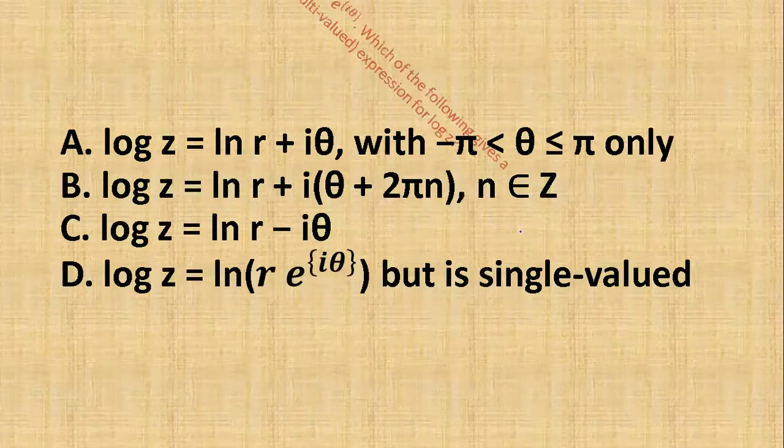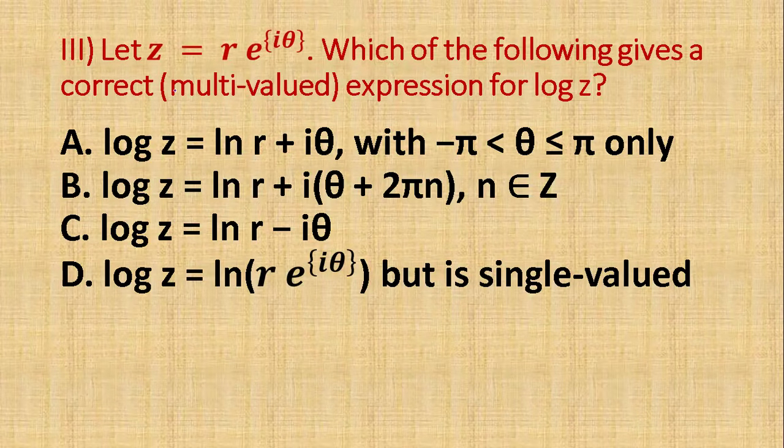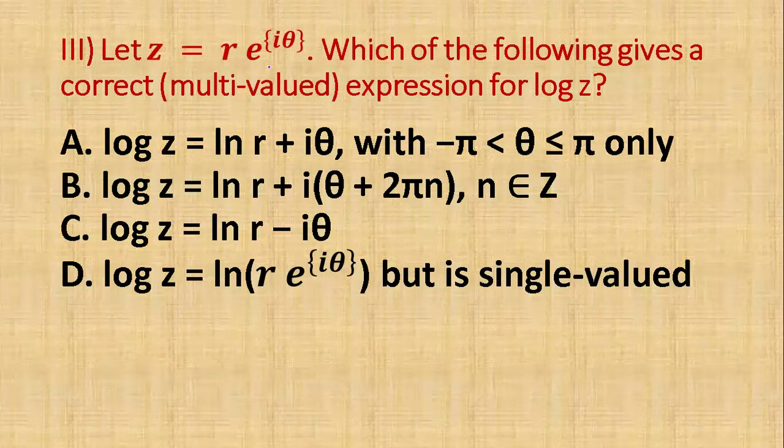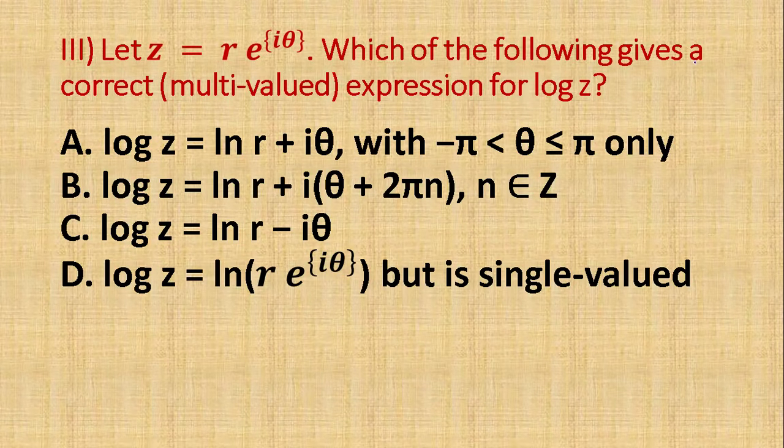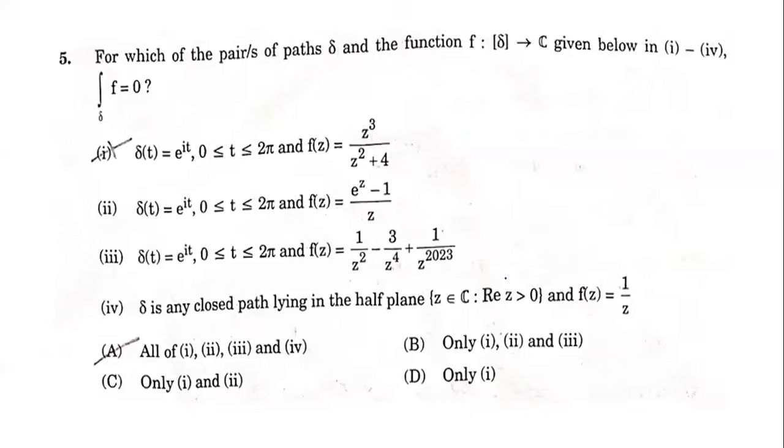Now, let z is equal to r e raised to iθ. Which of the following gives a correct multi-valued expression for log z? See, all options are given. What is the right answer for this question? Comment your answer in the comment box.